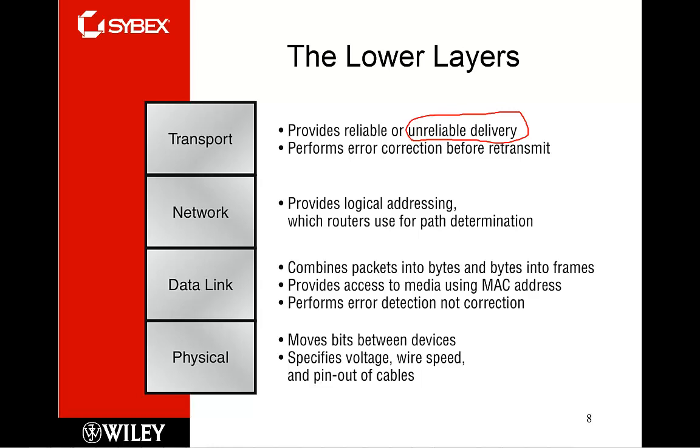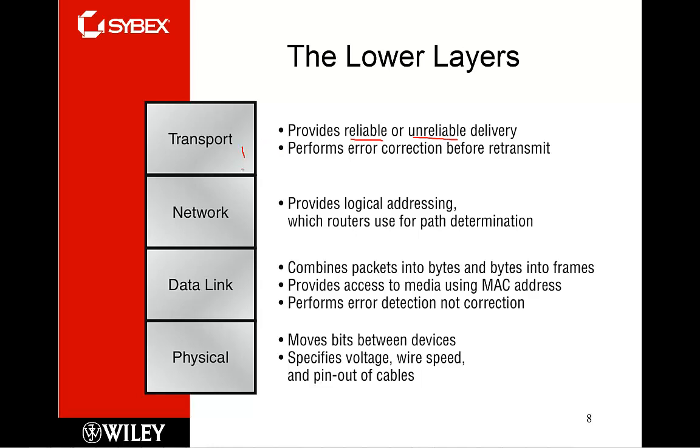What if something is lost? And the gamer might say, I don't care if a couple of pixels on the screen are lost. I just want to see if that bullet's coming for my head, and if it is, I'm going to duck. So that's unreliable. So you have both. In the transport layer, you choose. Now, here's something interesting. It doesn't matter if we use reliable delivery or unreliable.